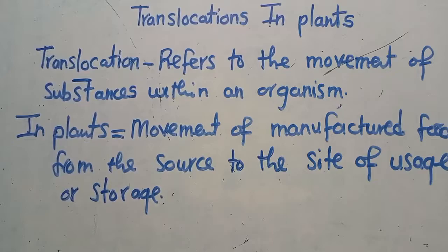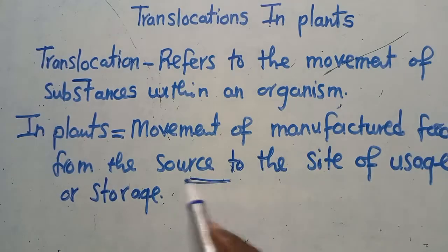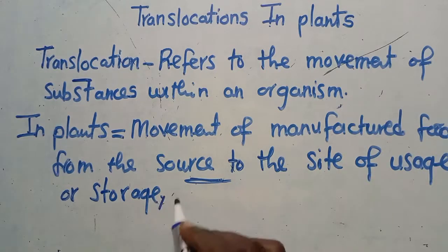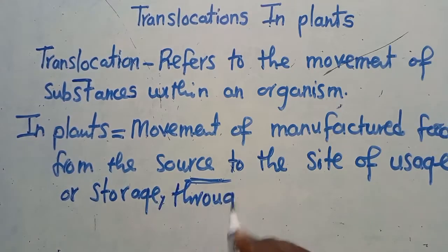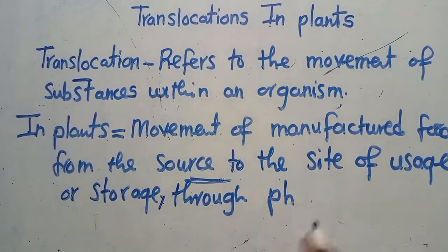So if I ask what is translocation in plants, you need to tell me that we are talking about the movement of manufactured food from the source, the origin or place where the food is manufactured, to the site of usage or storage. This happens through the phloem.